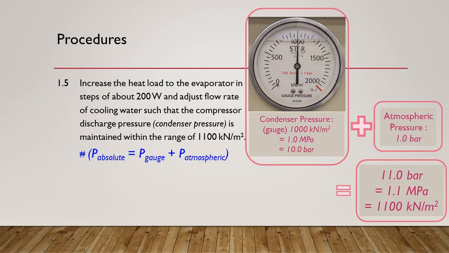To read the gauge pressure, the unit is in kN per square meter. As shown in this photo, the gauge reading is 1000 kN per square meter, which equals 10 bar. The absolute pressure is the sum of gauge pressure and atmospheric pressure. So, see the example.